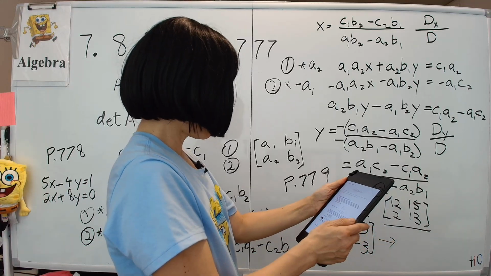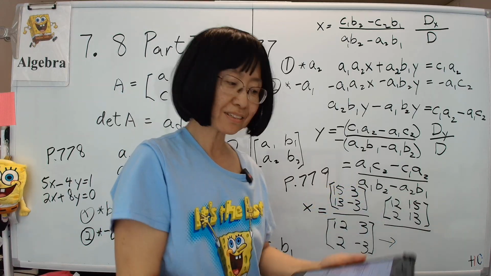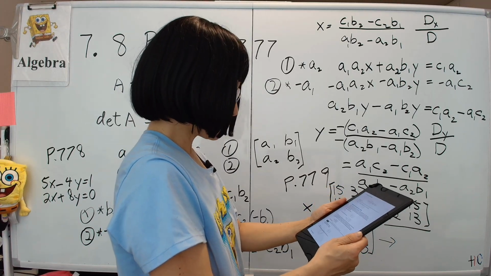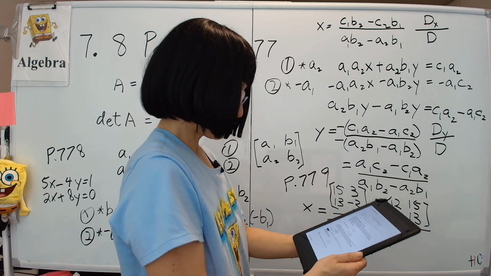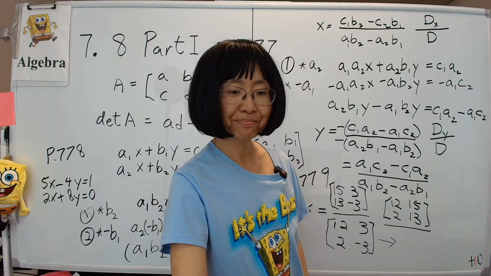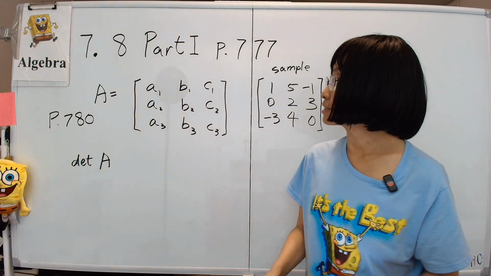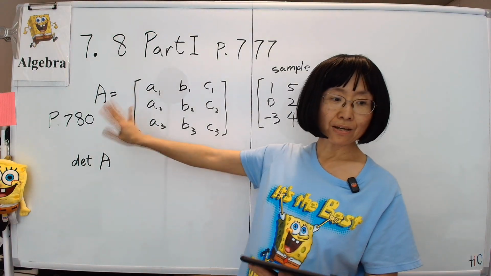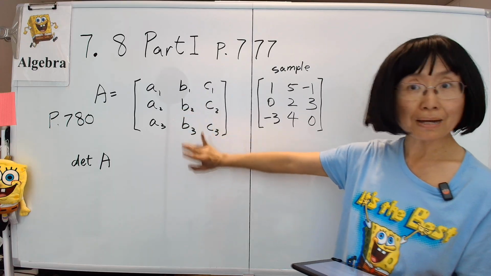Okay, let's turn to the following page. Yep, minus 3 is correct. So that is that. And with that, I will erase the board. Next, let's go to page 780, where we look at some 3 by 3 matrix.